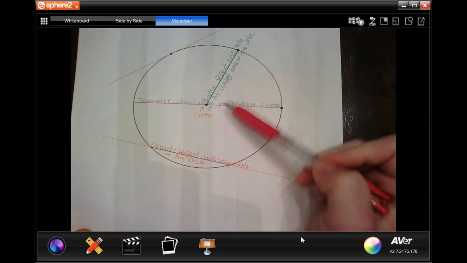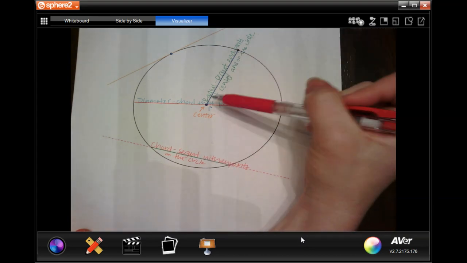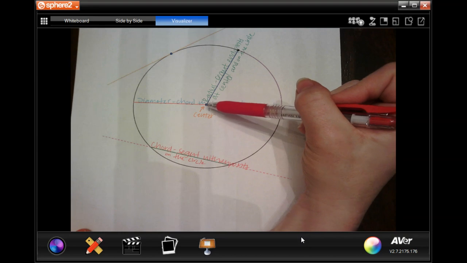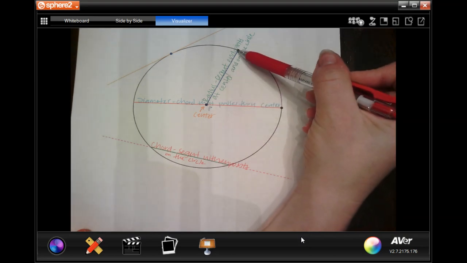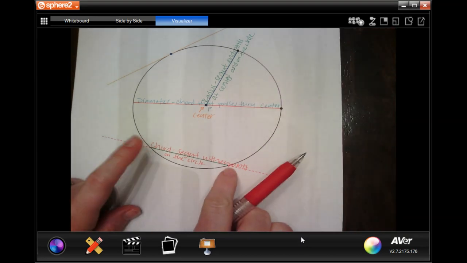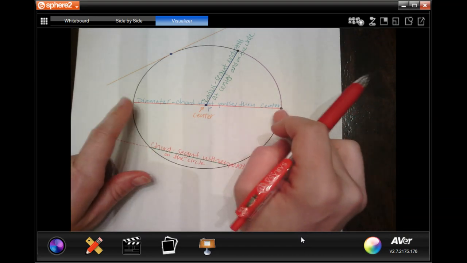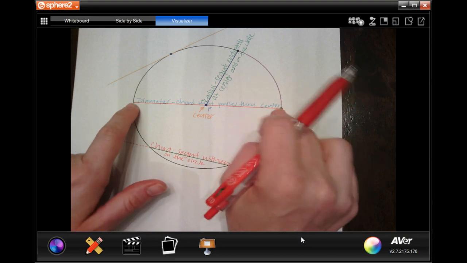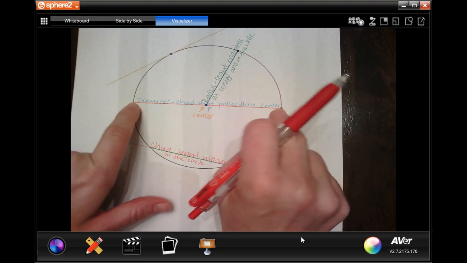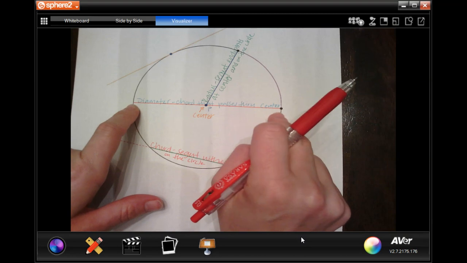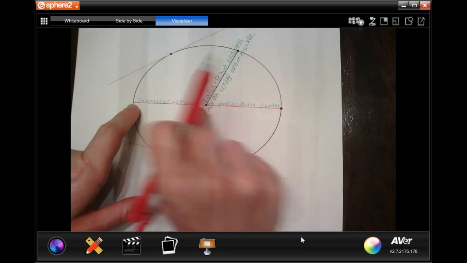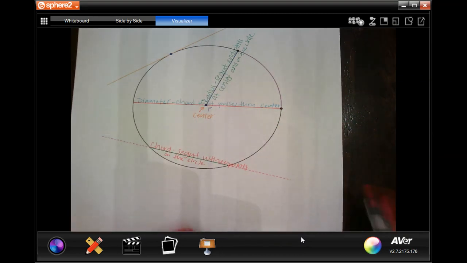So you see how it's different than the radius? The radius has an endpoint at the center and on the circle. The chord has both endpoints on the circle. So that's why our diameter is a chord, because this endpoint here and this endpoint here are both on the circle. The diameter is special because it actually passes through, goes straight through that center point.